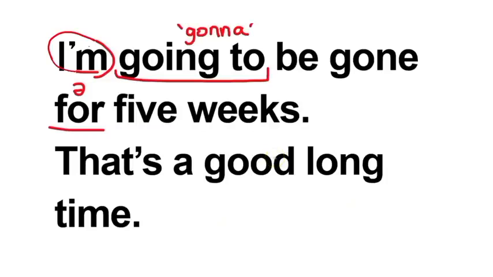So the most important words there, the loudest, the clearest, are gone, 5, and weeks. Those are the words that carry the actual meaning of the sentence. So we don't reduce these more important words. But if we say all the other words fast, reduce them, then it makes these more important words stand out the most. I'm going to be gone for 5 weeks.